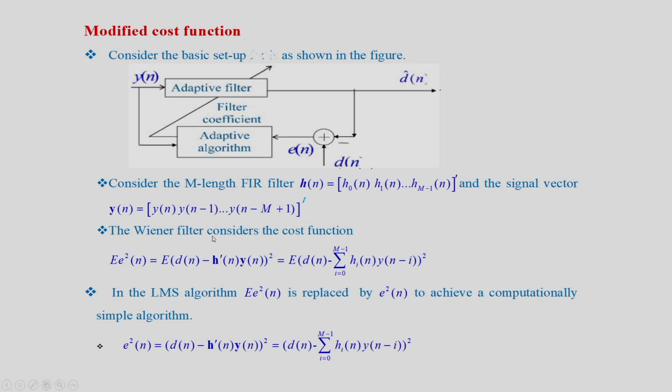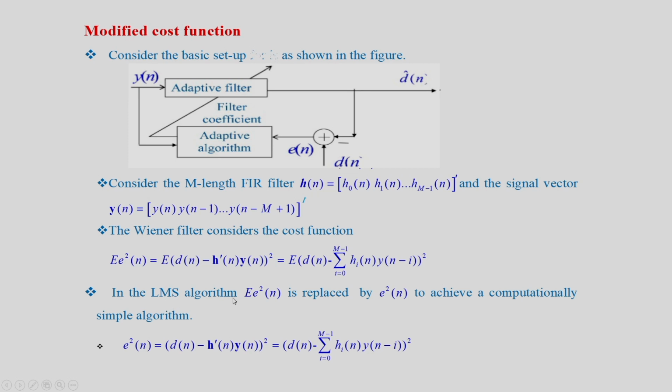The Wiener filter considers the cost function expected value of e²[n], that is the mean square error, which is equal to E of (d[n] minus the filtered output h transpose[n] times y[n]) whole square, and this we can write as E of (d[n] minus the summation of h_i[n] times y[n-i], i going from 0 to M-1) whole square.